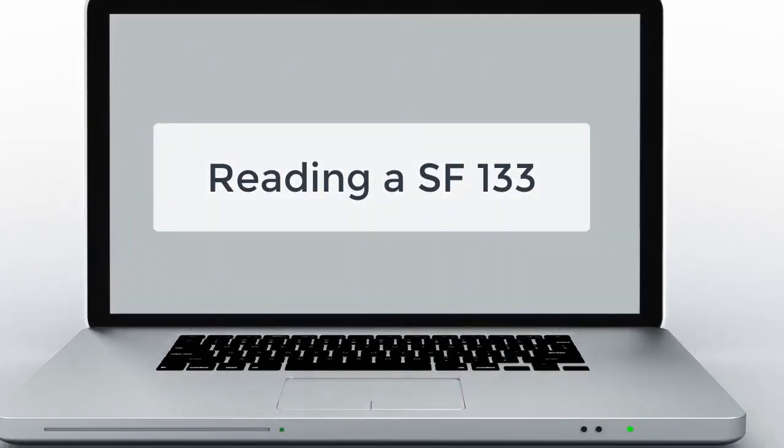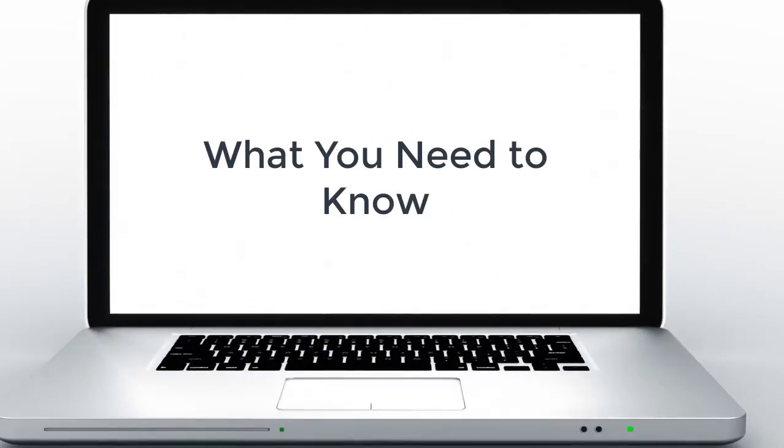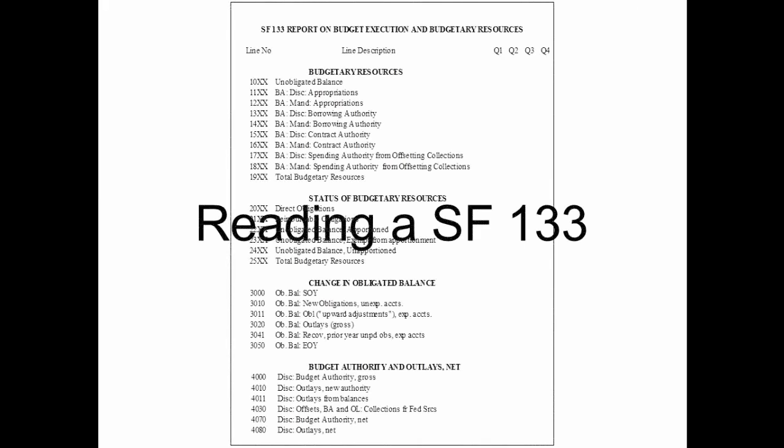Reading is Standard Form 133. What you need to know. This session is intended to help you read and understand the information provided on the Standard Form 133, formerly known as the Report on Budget Execution and Budgetary Resources. This is a critical skill for anyone working in a budget office, whether you're doing formulation or execution.